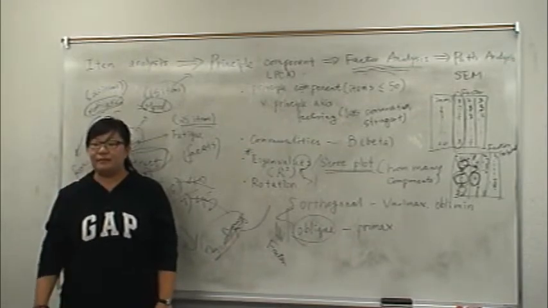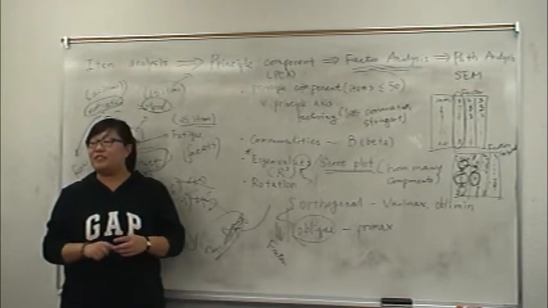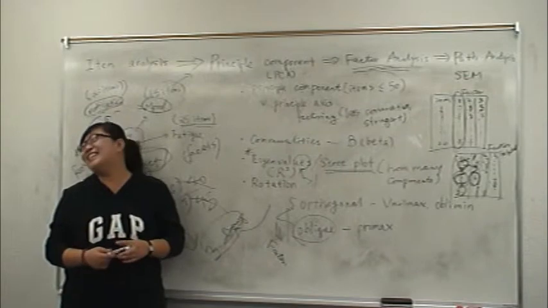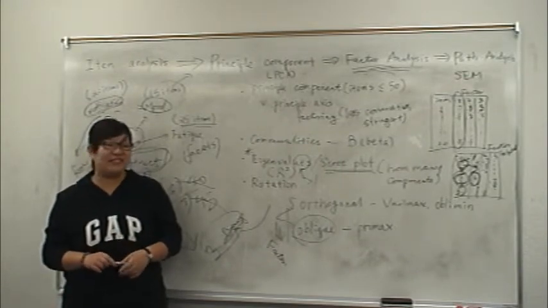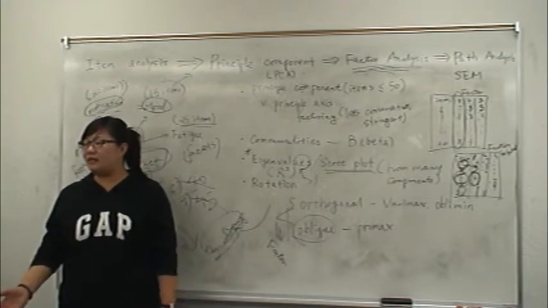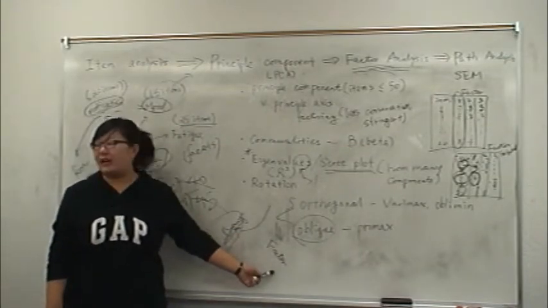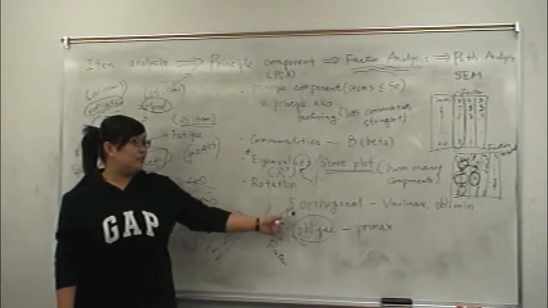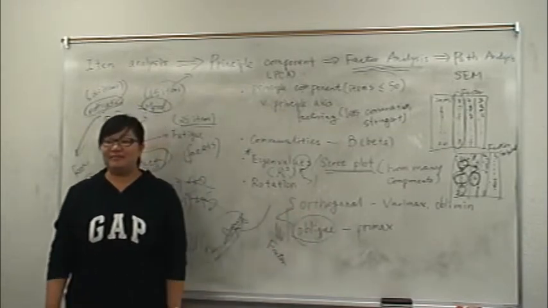For orthogonal, they cannot be correlated. Yes, orthogonal means there's no correlation. So you run a correlation for factors, which is you run a Pearson R, and if you find out that they have no significant correlation, you use orthogonal.